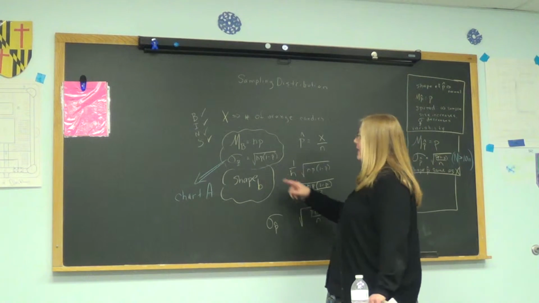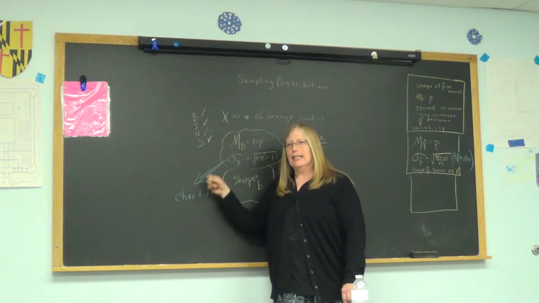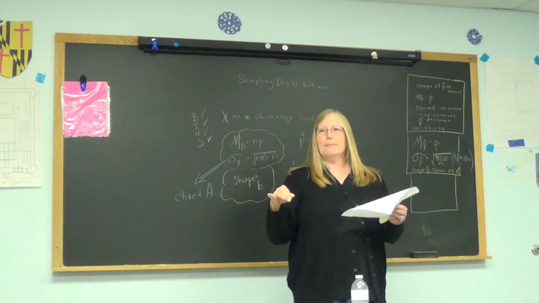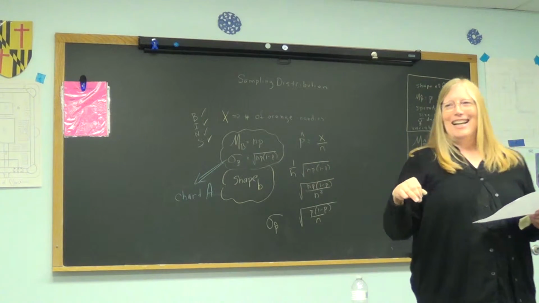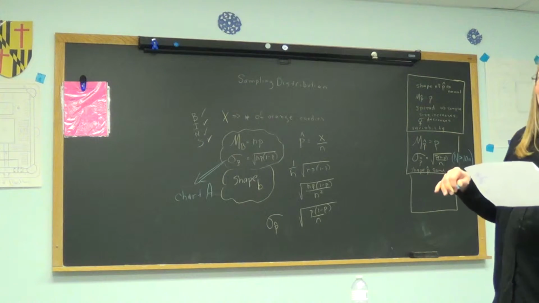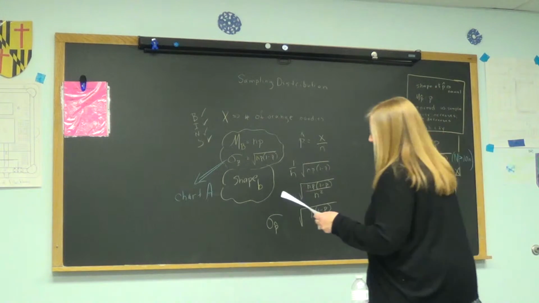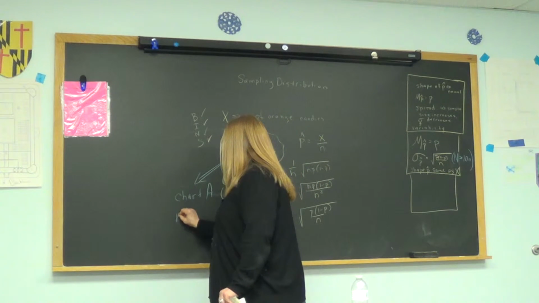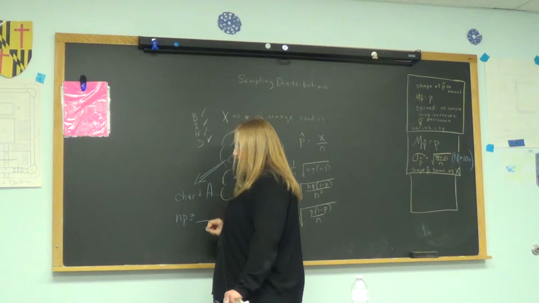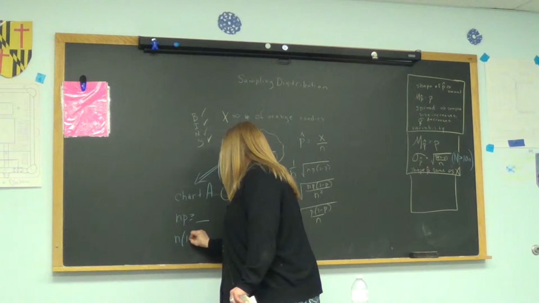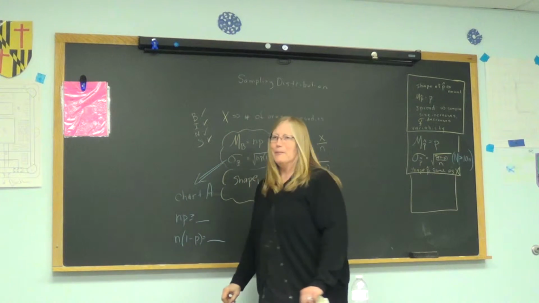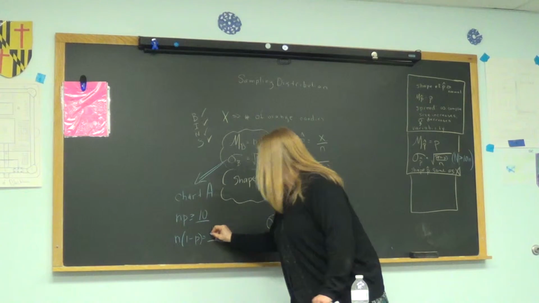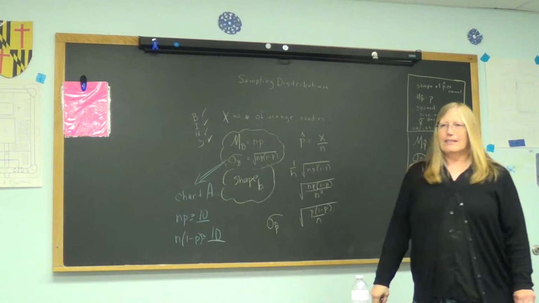Again, we had to pass a certain test, and I'll give you part of it to see if you can remember. Did it have a bunch of NPs? Yes. NP had to be greater than something, and N times 1 minus P had to be greater than something. The number was 10. I added an N.